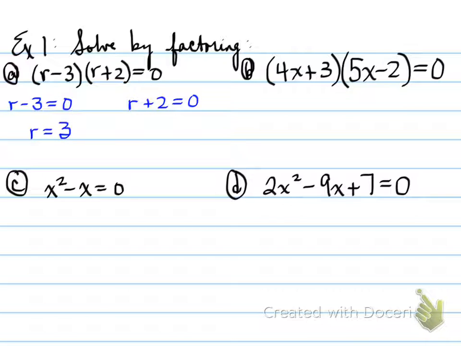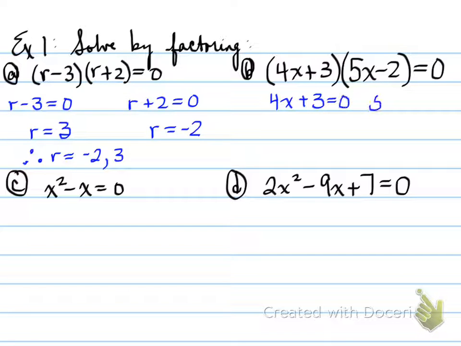So we solve for r, and the first one we get r is equal to 3. And the second one we get r is equal to negative 2. So therefore, r is equal to either negative 2 or 3. And what's going to be important here, folks, is that you put them in order from least to greatest, from left to right, if you think of the x-axis. All right, the next one, part B.